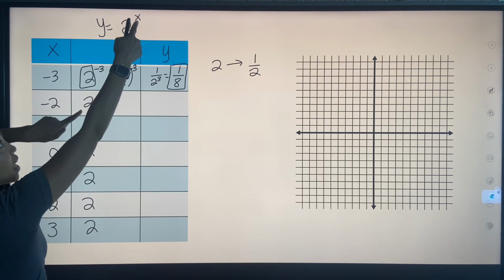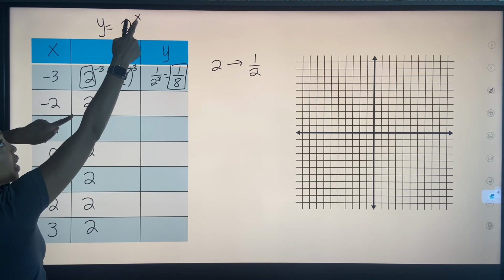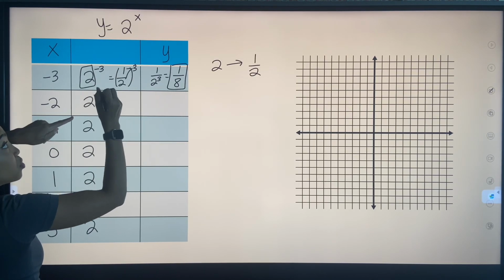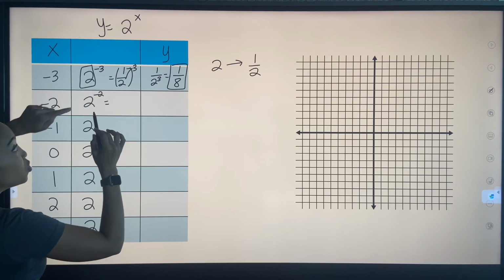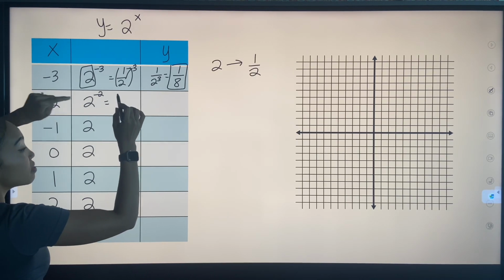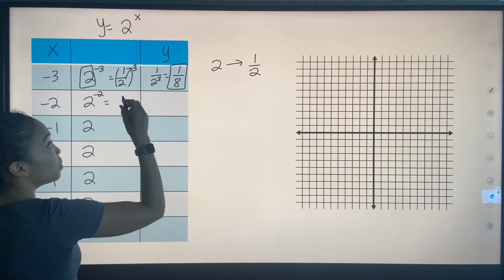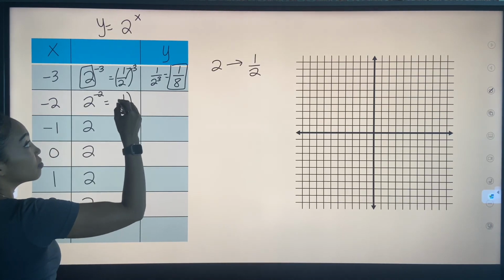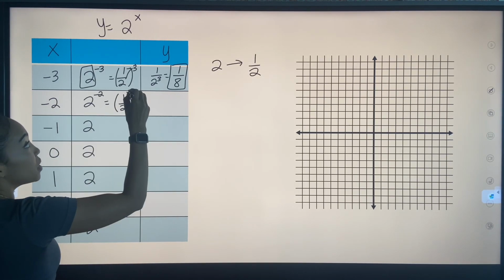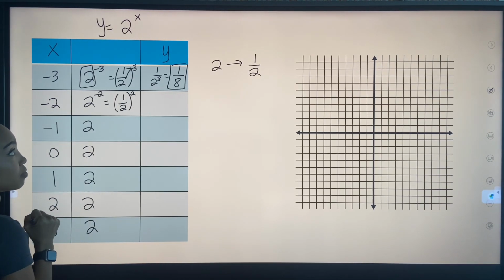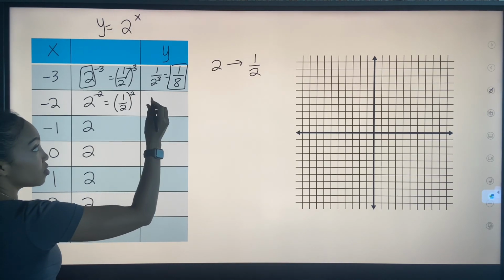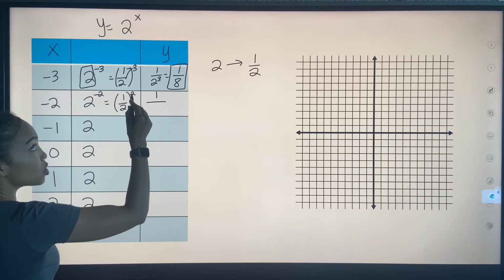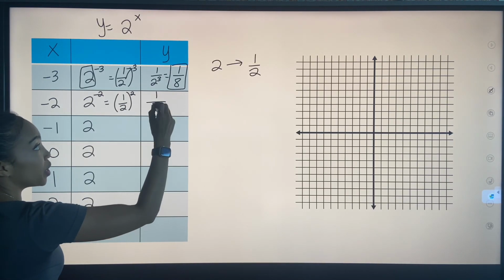This has an exponent of -2. So for that x value, I'm going to put a -2. Remember, whenever you have a negative exponent, do the reciprocal of your base. So if you flip it, it'll be 1/2. And that will become a positive exponent now. This exponent goes to the 1, so that just becomes 1. And this exponent goes to the 2, so 2 squared is 4.